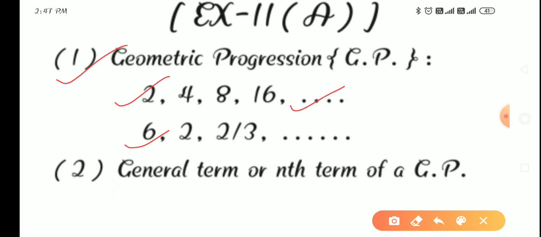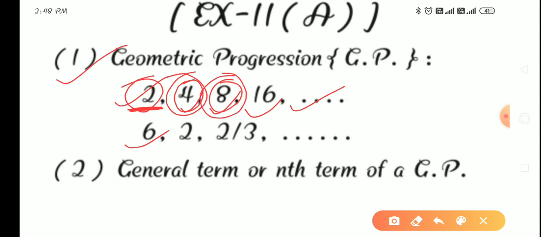Here you can see this 2. If you multiply this 2 by 2, then 4 will come. Then you multiply this 4 by 2, then 8 will come. You multiply this 8 by 2, then 16 will come. So you are multiplying the preceding term by a fixed number 2, and then you are getting the succeeding term. 2 multiplied by 2, 4. 4 multiplied by 2, 8. 8 multiplied by 2, 16, and so on. So it is a GP.